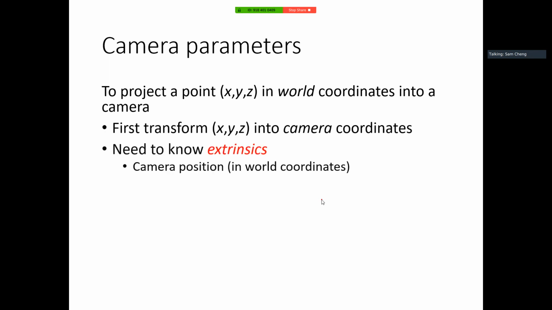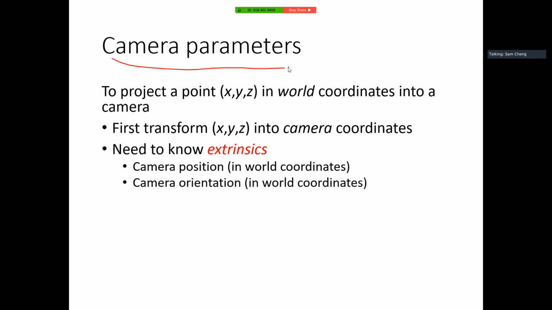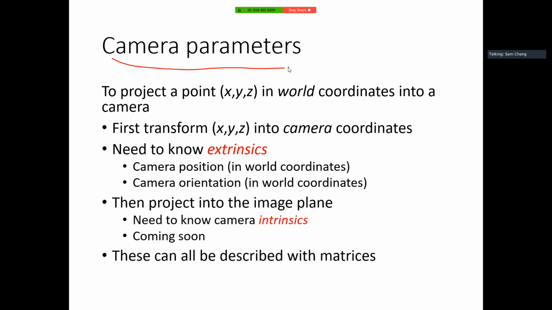So we need to align these two coordinates to one another. So what we can do is, let's say the world coordinate. Oh, by the way, before that, this slide is actually about two different types of parameters. Here we have the extrinsic parameters, which depend on the coordinate.